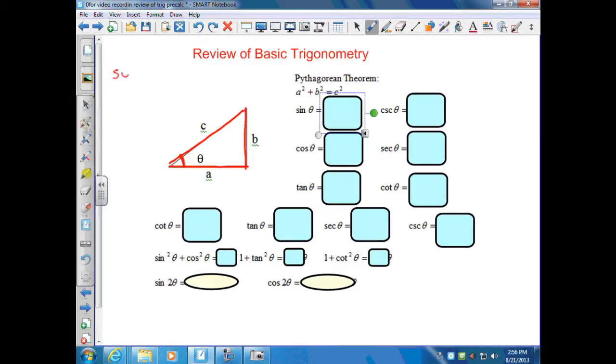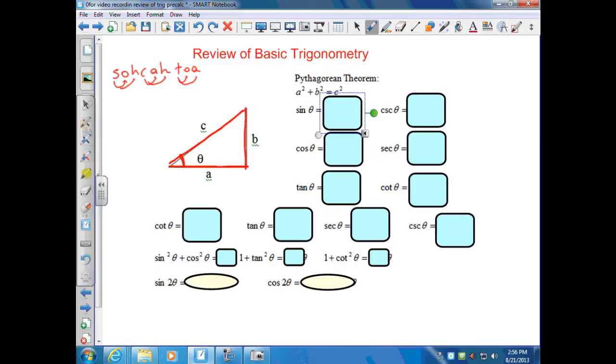SOHCAHTOA. This tells you which trig function represents what. For example, sine represents opposite over hypotenuse. Cosine represents adjacent over hypotenuse. Tangent represents opposite over adjacent.